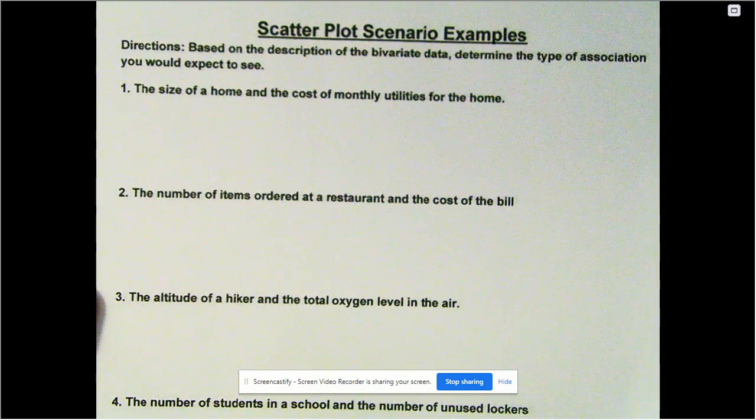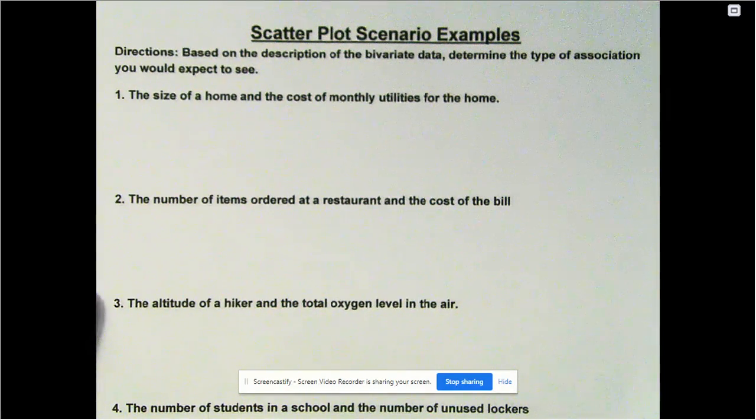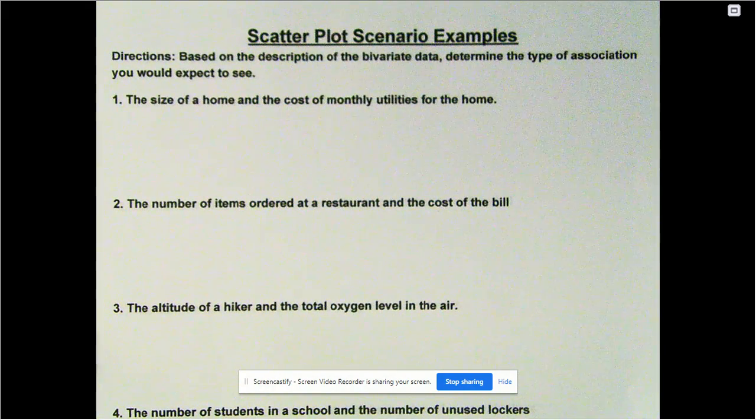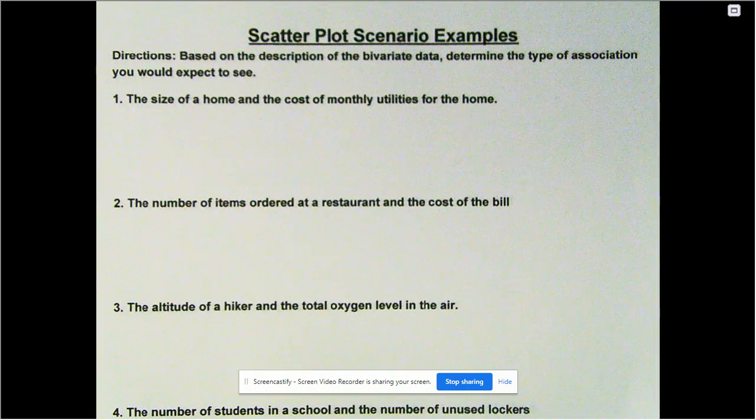Okay, in this particular video, we are still talking about scatter plots. However, we're not looking at a graph this time. We're going to be talking about scatter plots as a scenario. So the association is going to be described to us in words, and we have to kind of picture it mentally to figure out what type of association it's going to have. So let's read the directions.